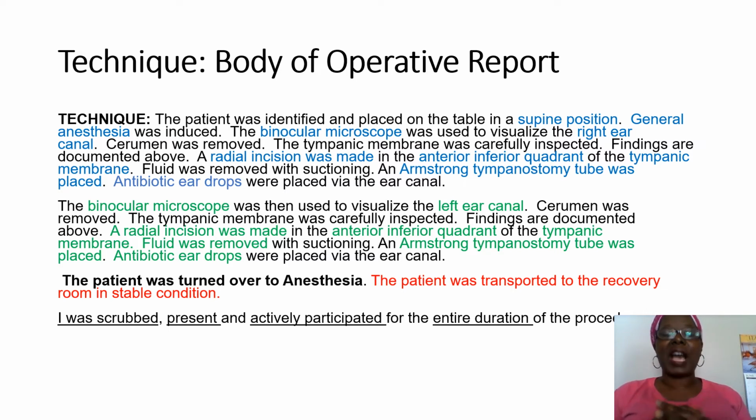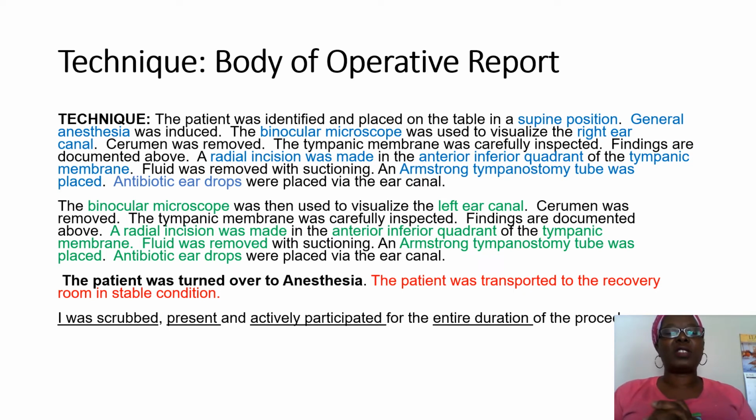So I highlighted the position again because there are CPT codes that are specific to how the body was approached or the position of the patient for that particular procedure or service. General anesthesia was induced, and again, I highlighted the type of anesthesia for the same reason, that there are CPT codes that are based upon the type of anesthesia that was used.